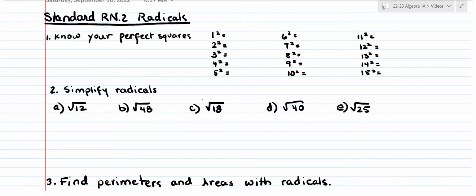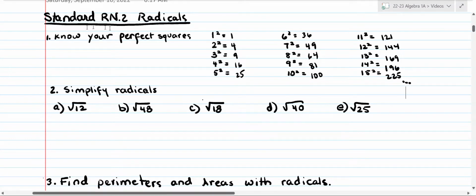So for the first part on radicals, you need to make sure that you can recognize your perfect squares. Your perfect squares are gonna be 1, 4, 9, 16, 25, 36, 49, 64, 81, 100, 121, 144, 169, 196, and 225, and they go on, okay? So please make sure that you can recognize them.